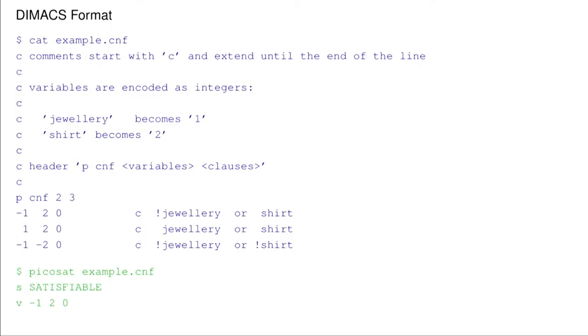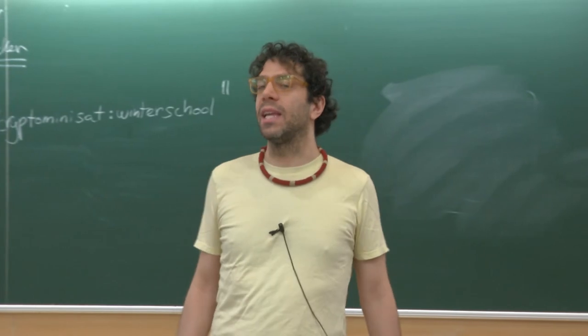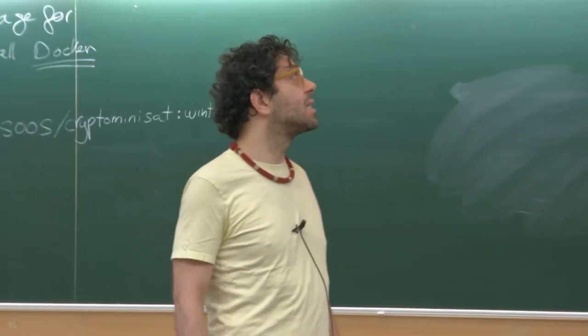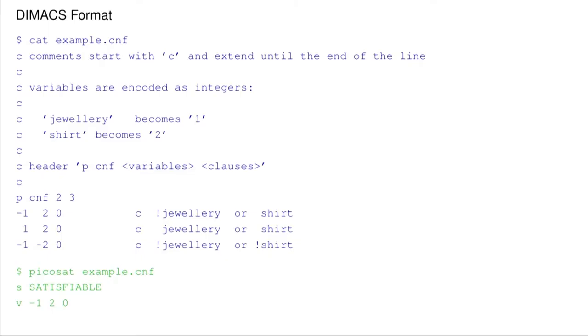And here, this is just using Picosat, which is a very, very small SAT solver that is used all over the place because it's so tiny and it's written purely in C. And then the C lines that you see here, this is actually non-standard, but the C line means that it's a comment, and you can add comments at the end of any line or at any new line.